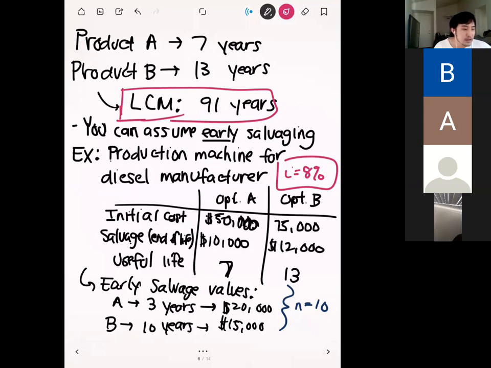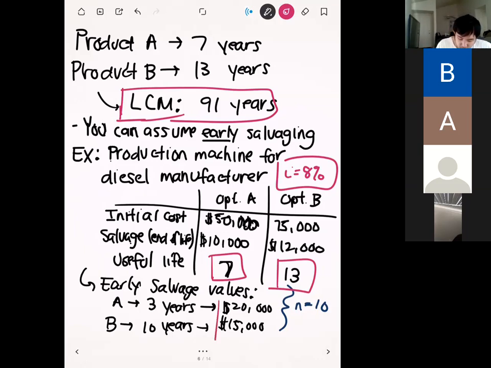Most cases, unless it's a public works project, you're not going to be using a machine for 91 years. So in these cases, you do the analysis based on how long you plan to use the machine. That means you're not going to use the machines for the entire life they're designed for. In this example, one option is designed to be used for 7 years, and another for 13 years. But let's say you work for a company and you only plan to use it for 10 years. Then you're going to sell the machine earlier than intended, and you're going to get back more money than if you sold it at end of life.